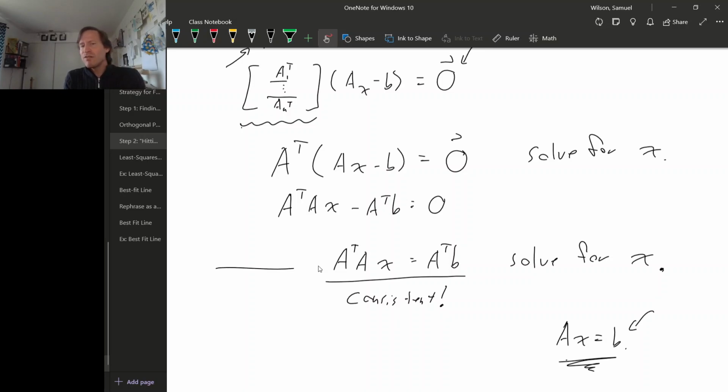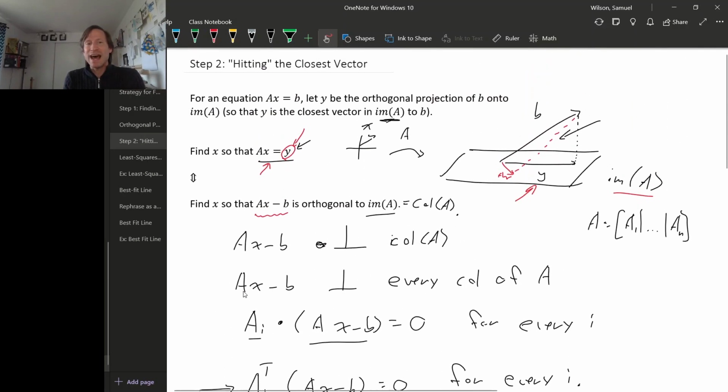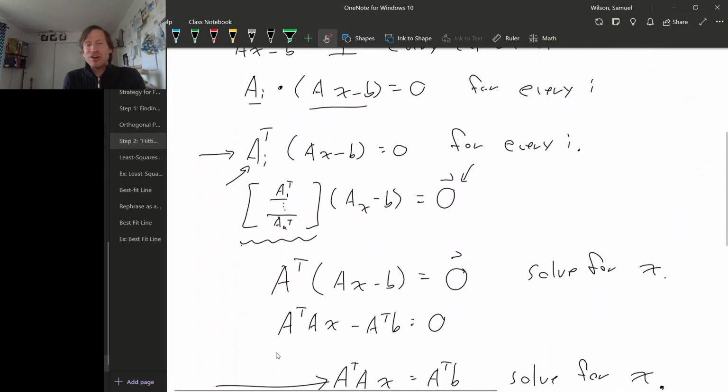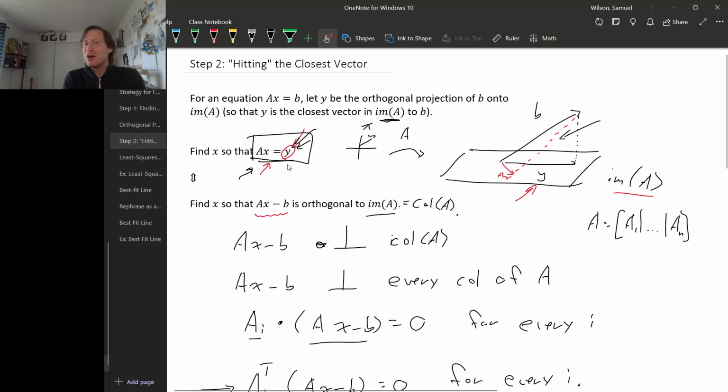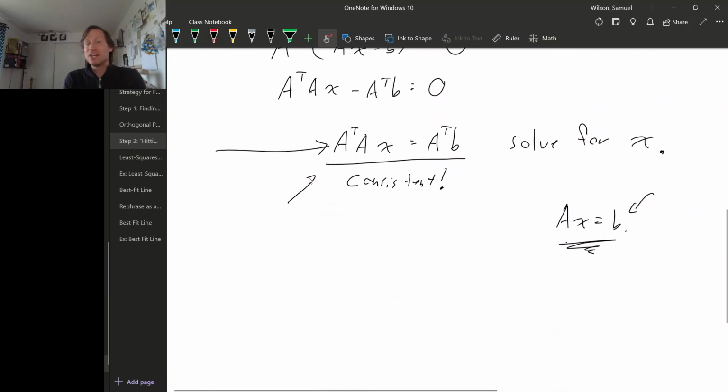Well, remember, solving this equation is the same thing as solving this equation. It's just that we don't have to explicitly find out what y is. That's why this shortcut is so great. We don't have to explicitly calculate the vector y. But solving this new equation is the same thing as solving Ax equals y, and we know that Ax equals y is consistent because y is in the image of A, so there has to be a solution. So since Ax equals y is consistent, this new equation is also guaranteed to be consistent.